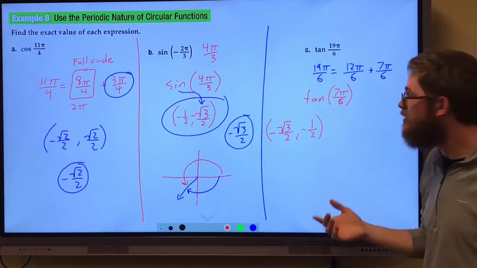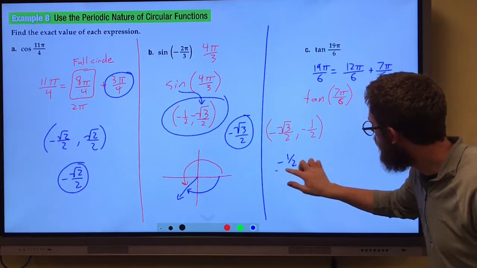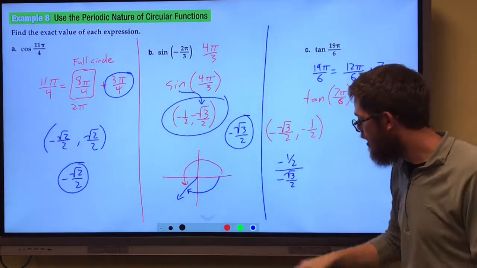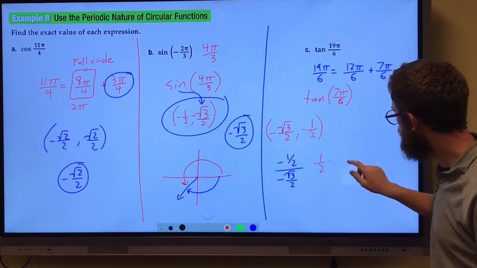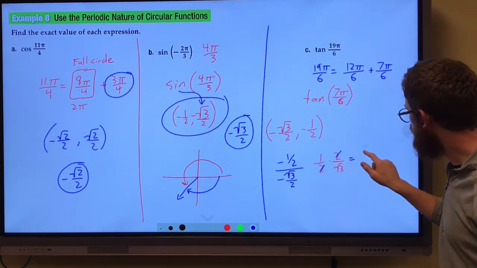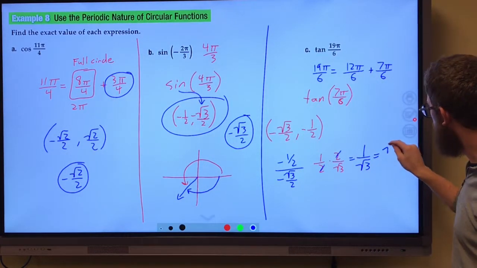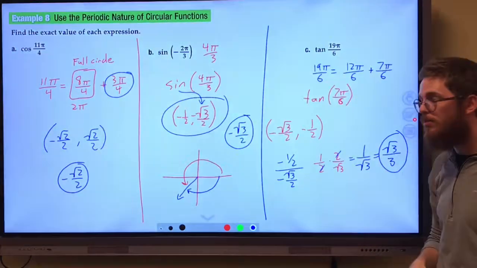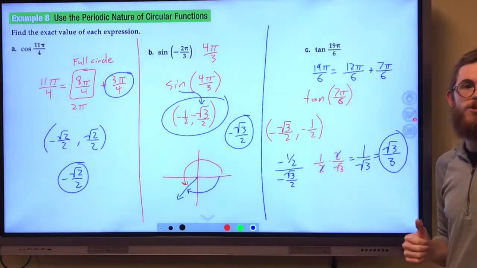And so when we're thinking about this, tangent is sine over cosine, and a negative divided by a negative is a positive. I'm going to keep change flip. And when we rationalize the denominator, we get square root of 3 over 3. So tangent of 19 pi over 6 is the same thing as tangent of 7 pi over 6, which is square root of 3 over 3.